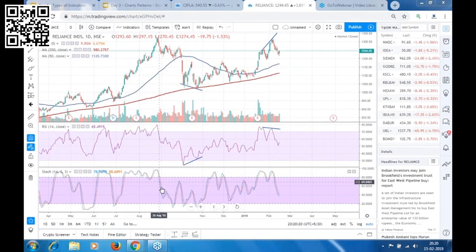And when the blue line crosses the red line, that is the time we can enter in the stock. And we'll exit when the blue line crosses the red line and it breaks below the 80 level. That is the time we can exit our positions or we can take a short trade. So this is basically an oscillator, and it oscillates between 20 and 80.